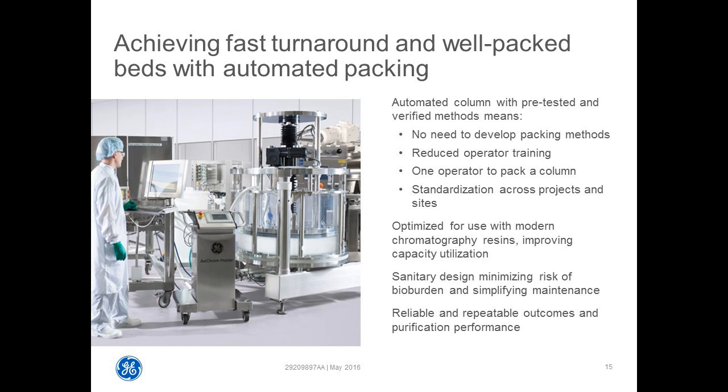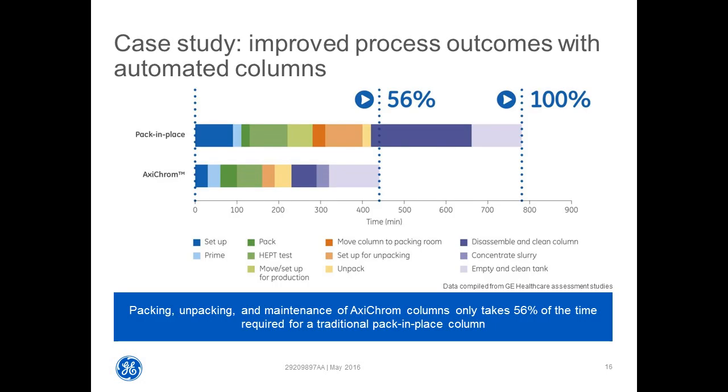Right? Sounds like a good deal, but how do we know that this actually works in practice? So what we're going to talk about now is a real-life case study where we implemented an automated column into the chromatographic unit operations workflow. And as you can see, there's almost a 50% reduction in the amount of time that you have to spend on packing, unpacking, and maintaining columns when using, in this instance, the Axichrome column as opposed to a manual pack-and-place column. Right? So this is exactly what process intensification is about in a nutshell.